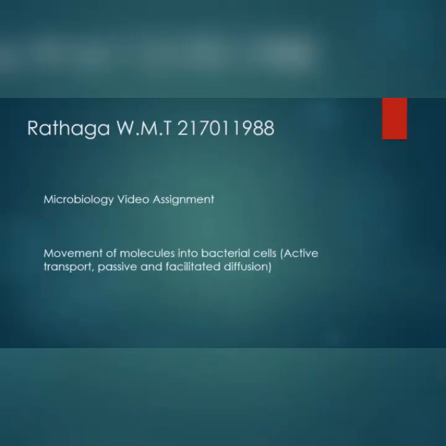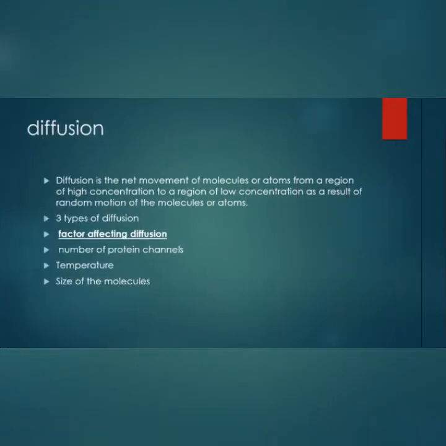This video is about the diffusion of molecules into bacterial cells. Diffusion is the net movement of molecules or atoms from a region of high concentration to a region of low concentration as a result of random motion of the molecules or atoms. There are three types of diffusion: simple, facilitated, and active diffusion.